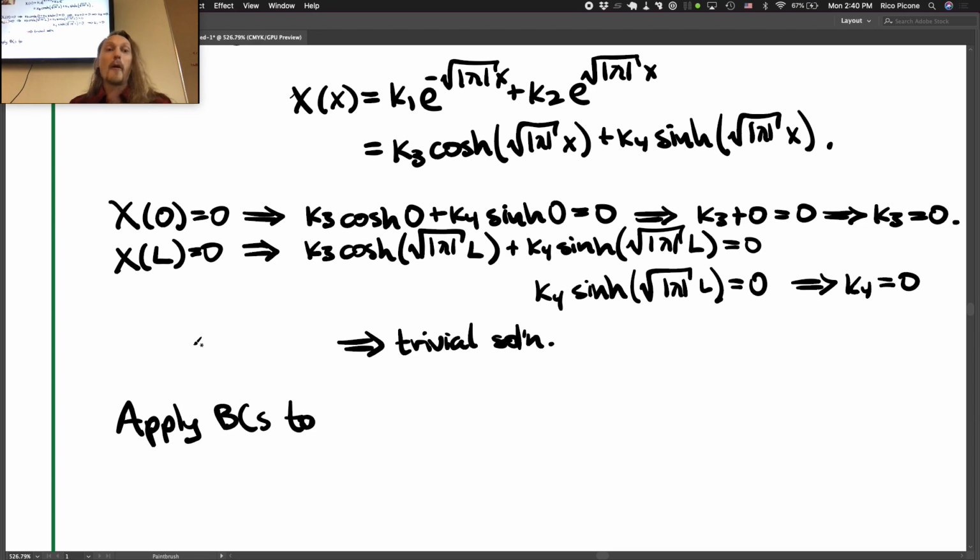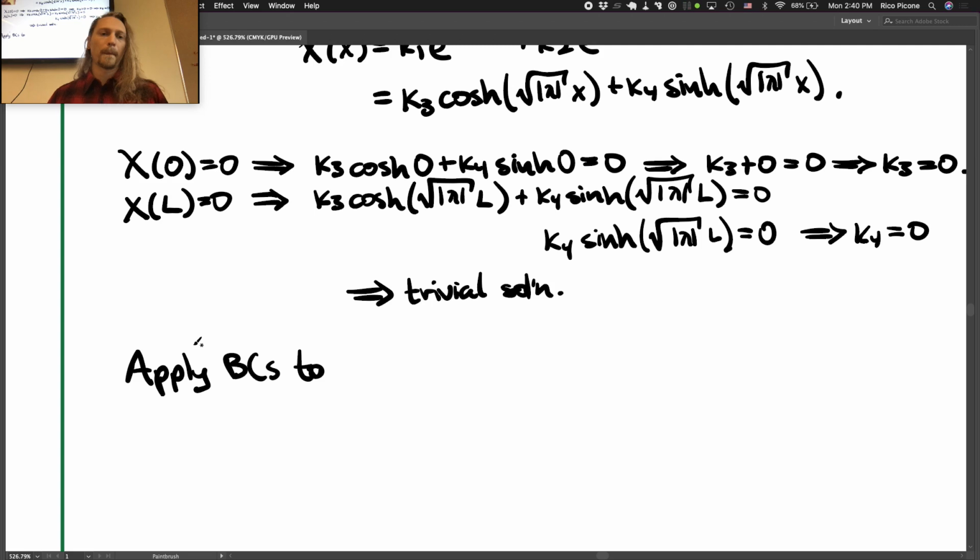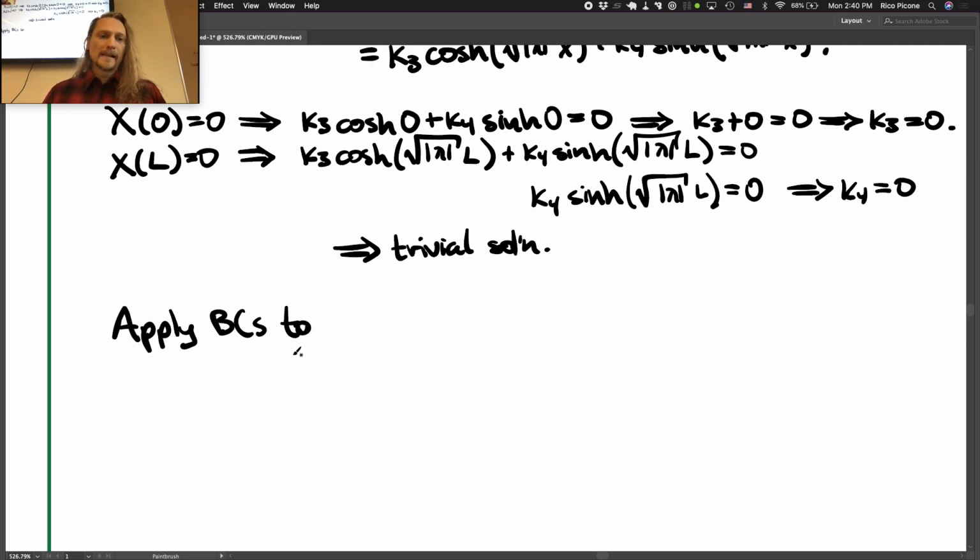But I will mention that in some conditions, lambda negative and lambda equals 0 are potential non-trivial solutions. In this case, they turn out to be trivial. But in general, when you have other problems, other boundary conditions, you can have a non-trivial situation when lambda is negative. Okay. Now to lambda positive.